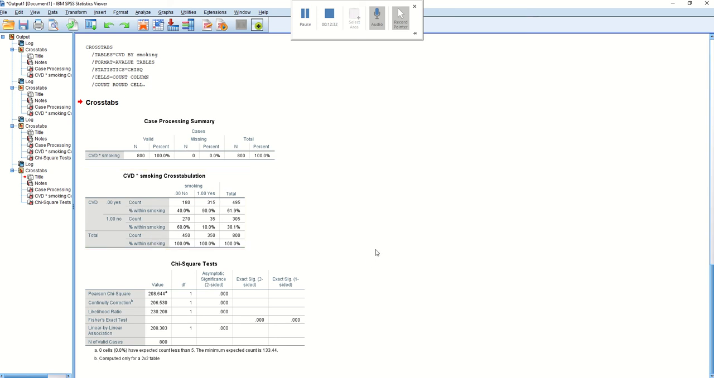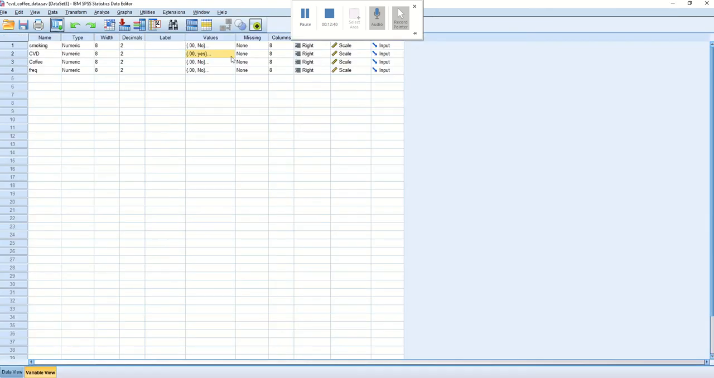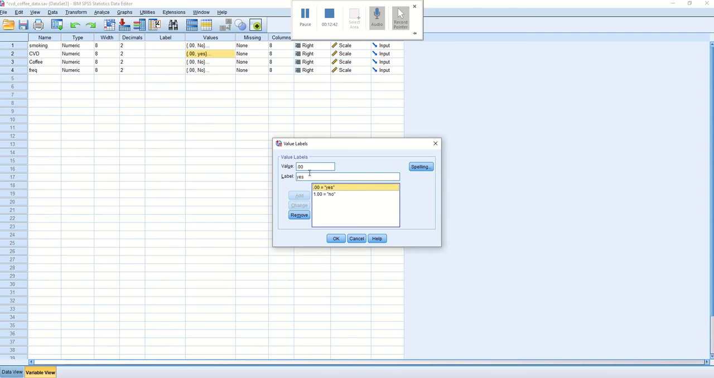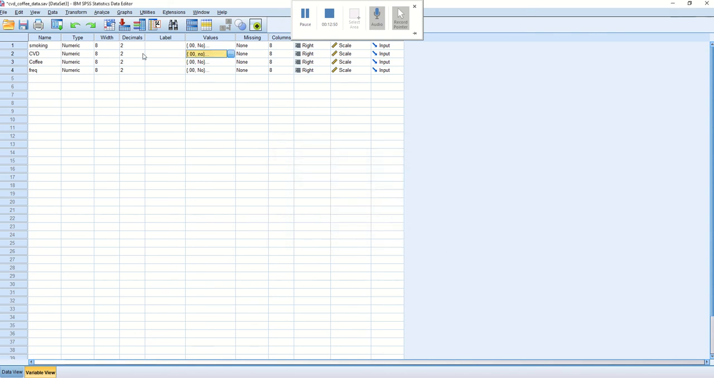No, I think I made a mistake. I'm sorry. I think it's the smokers that need to be switched. I apologize. Let's go back. Let's fix this. So we go back to no change, and yes, I'm fixing the CVD. The CVD is fine. It's the smoking that needs to be fixed.